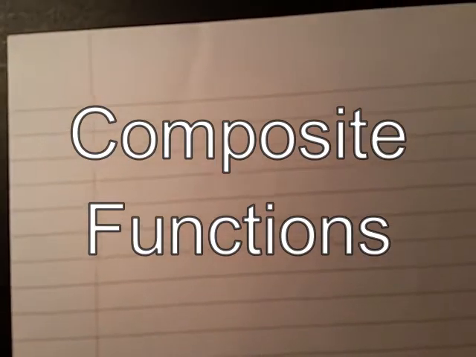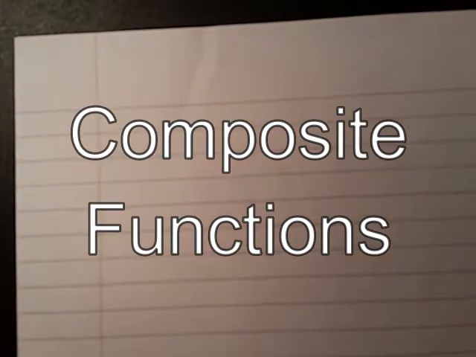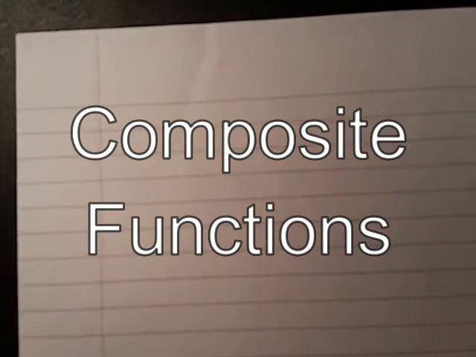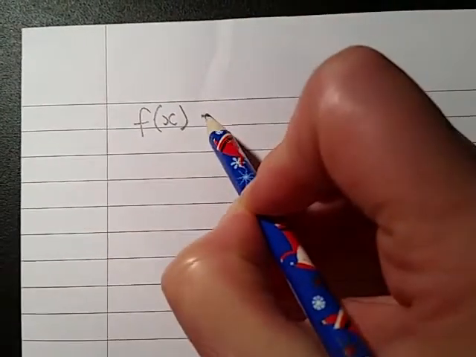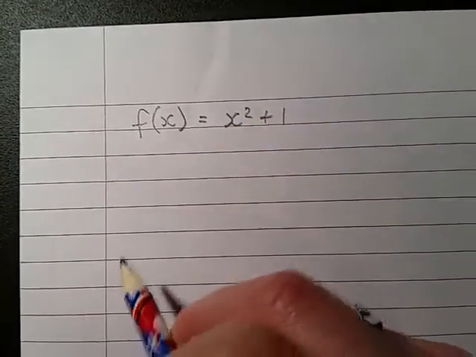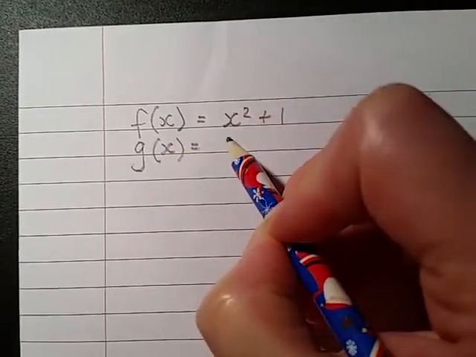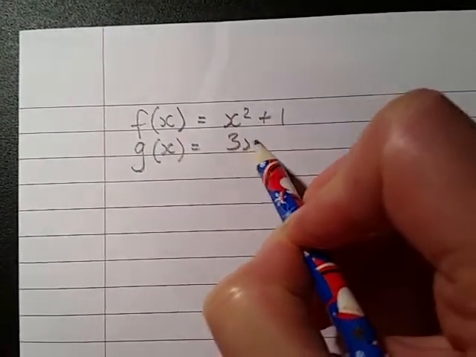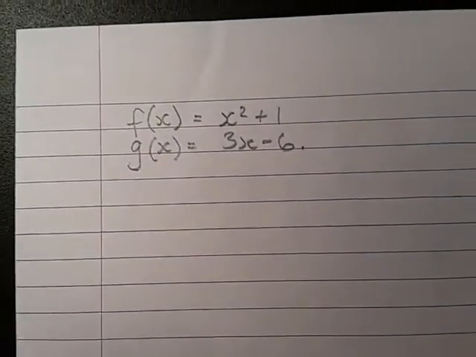I'm going to talk about composite functions, which I think confuse a lot of people. So hopefully I will be able to explain it in a way that might help to make it a wee bit clearer for you. Let's think about two functions. We've got f of x equals x squared plus 1. And we've got g of x equals 3x minus 6. Okay, so we'll think about what that means.